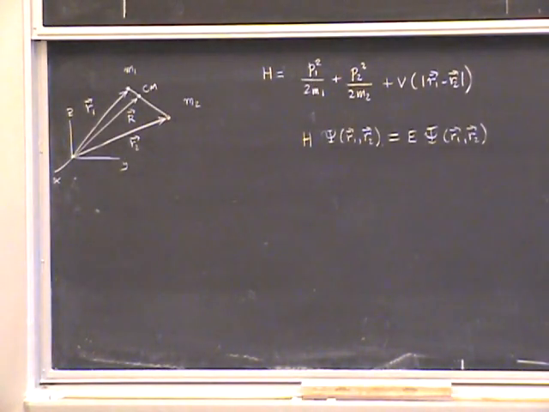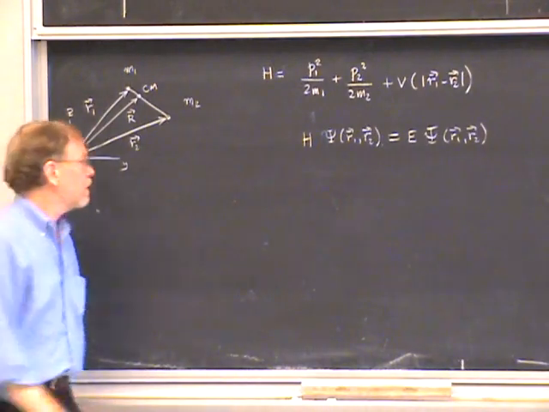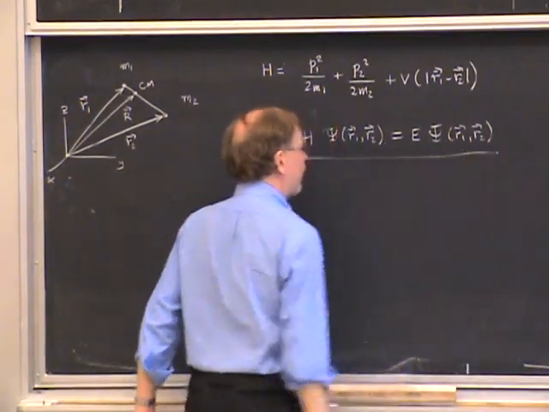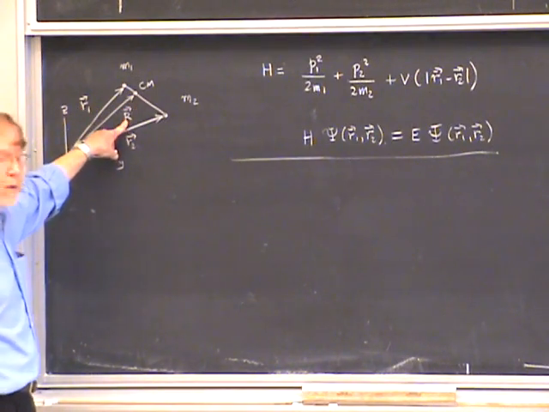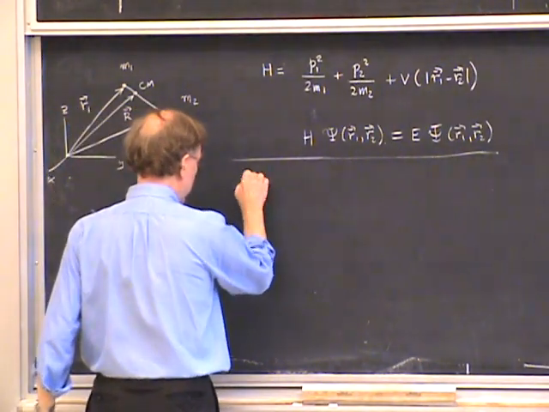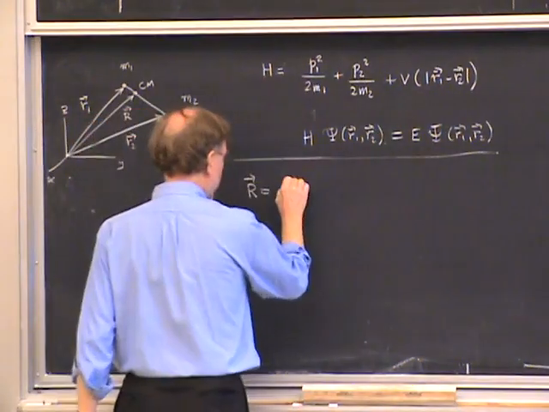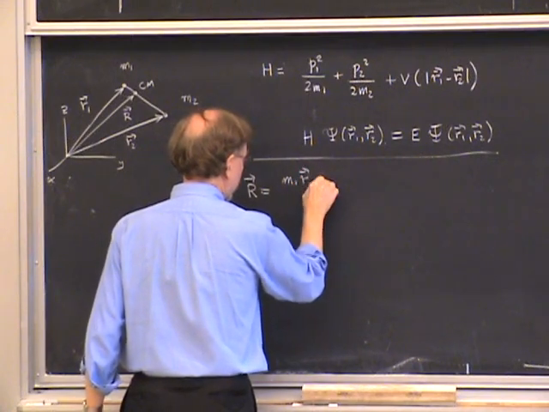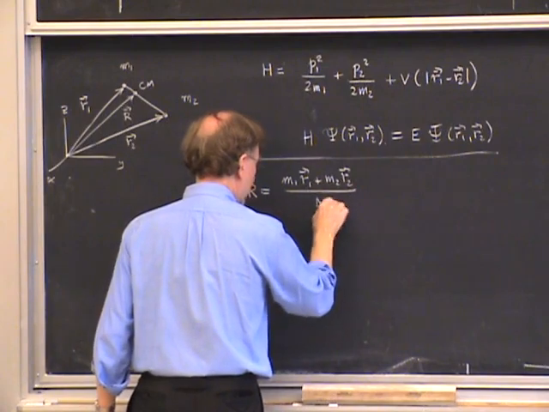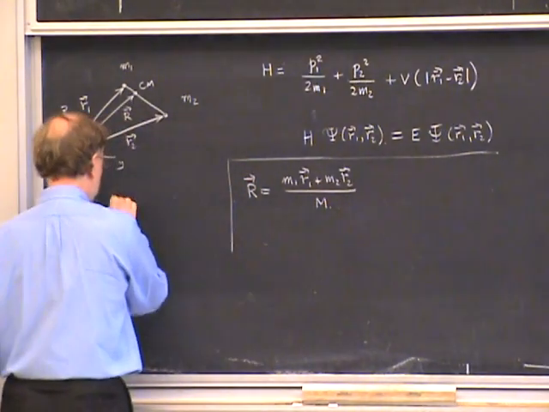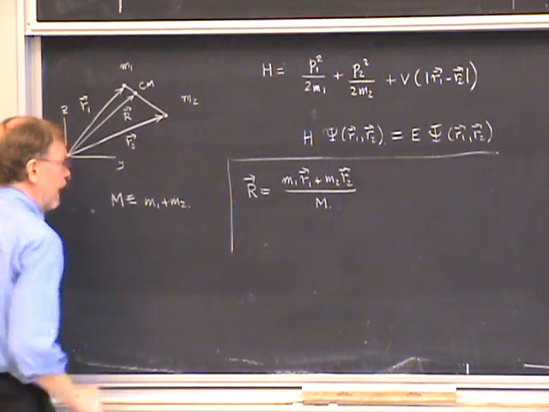In order to solve the Schrodinger equation, the way to do it is to make a transformation of variables. The transformation is motivated by the physics. We first of all introduce one variable, which is the center of mass. Call it capital R, as I've done here. The center of mass is just the mass-weighted positions of the two particles. So it's m1 times R1 plus m2 times R2 divided by the total mass of the system, which I'll call capital M. So let me put this over here. Capital M is defined to be m1 plus m2, like that.